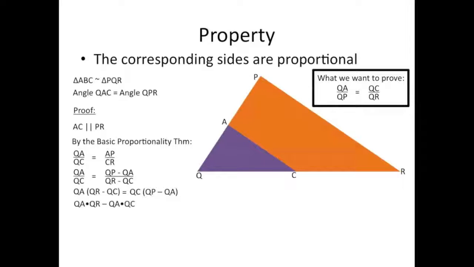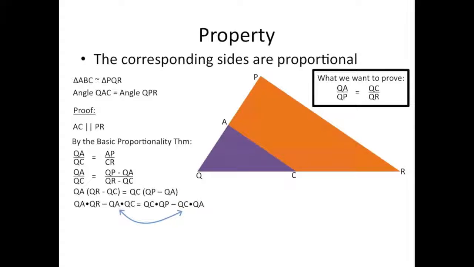And then let's multiply these out. That'll give us QA times QR minus QA times QC is equal to QC times QP minus QC times QA. Now if you notice, these two parts of the equation are actually equal. QA times QC and QC times QA is the same as saying 2 times 3 and 3 times 2.